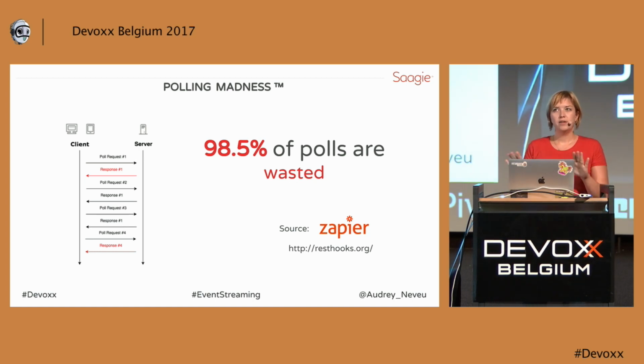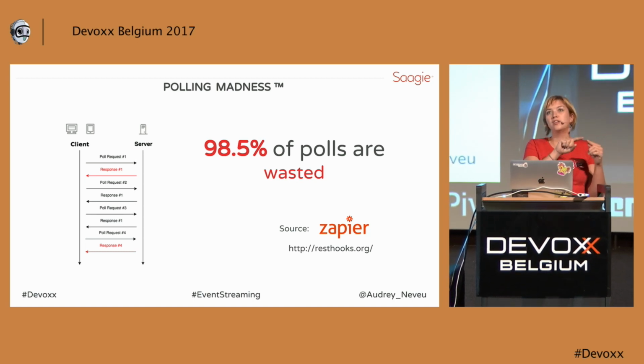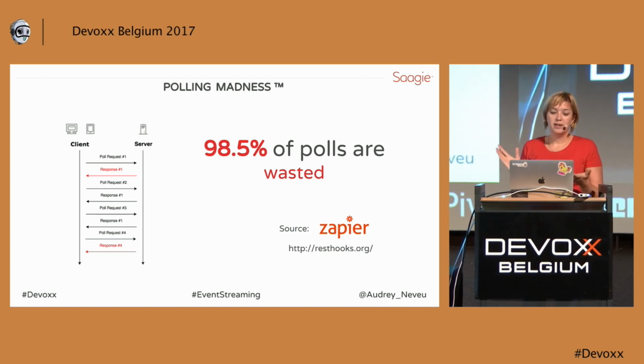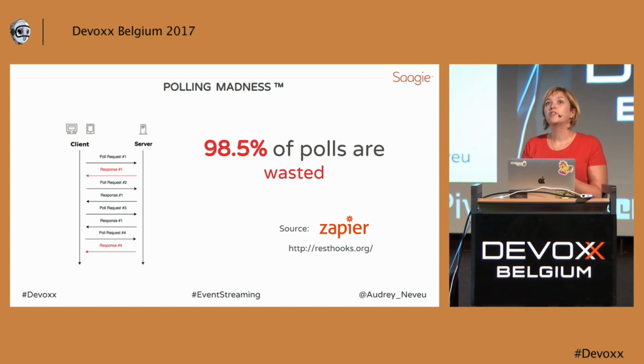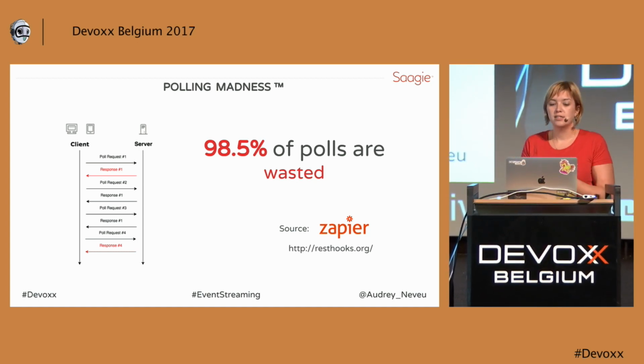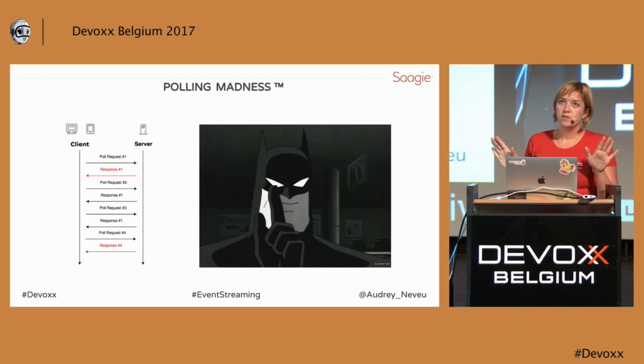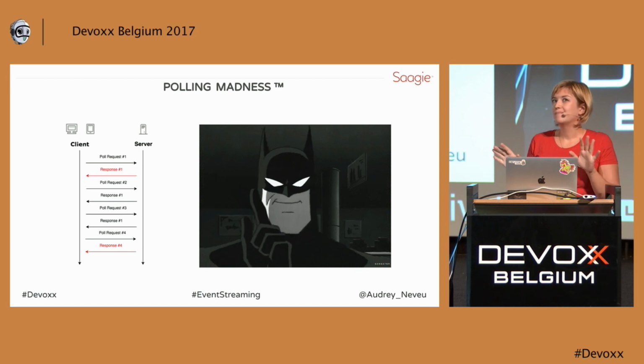People at Zapier, I don't know if everyone here is familiar with Zapier. Zapier is an application which allows you to build your own workflow. So you can say, for example, each time I receive a new email in my Gmail inbox with an attachment, save the attachment in my Dropbox account. People at Zapier have made a lot of studies on polling, and realized that more than 98% of polls were just wasted. It's what they call the polling madness. And we definitely should stop using polling, because it's not a solution, it's a hack.